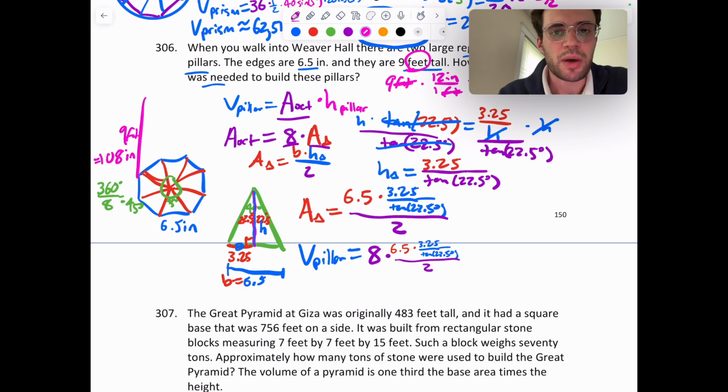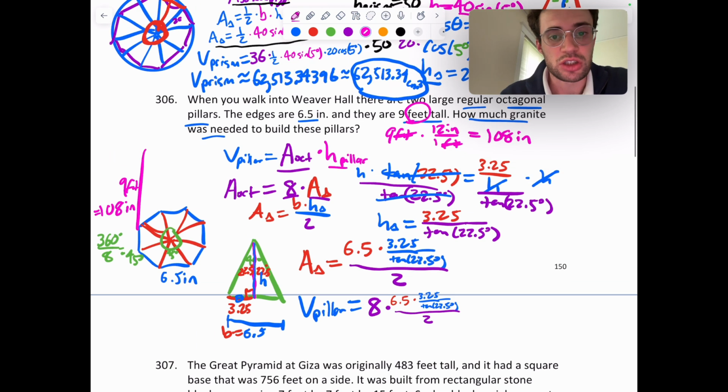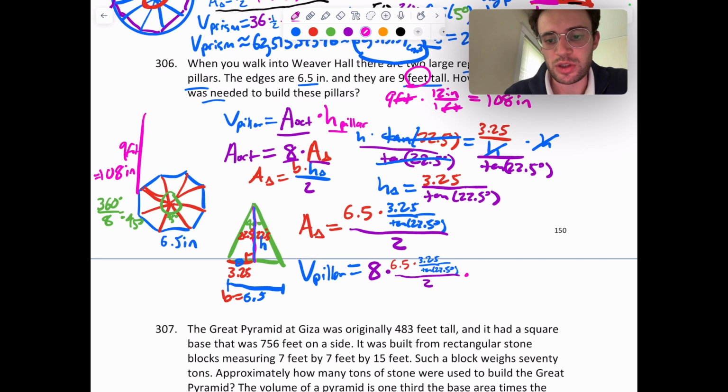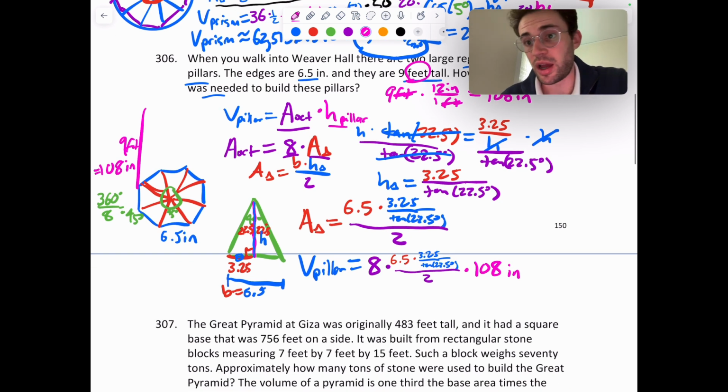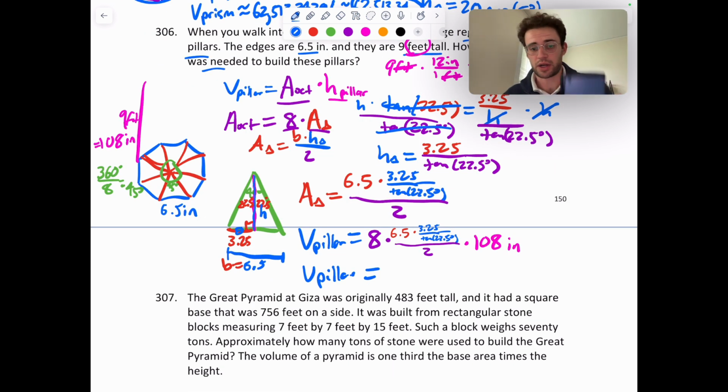And then we have to multiply that by the height of the pillar in inches, right? So keeping our units constant, we found that that was 108 inches. Right, so don't write 9 there, because then you're going to be off by a factor of 12. So now we just type this into our calculator.